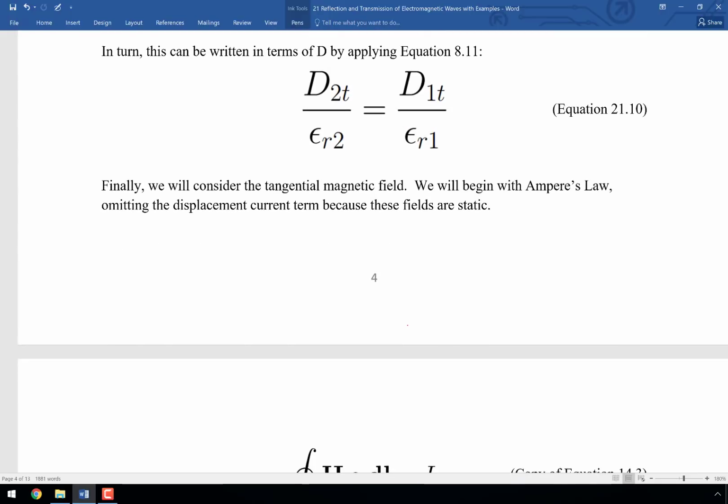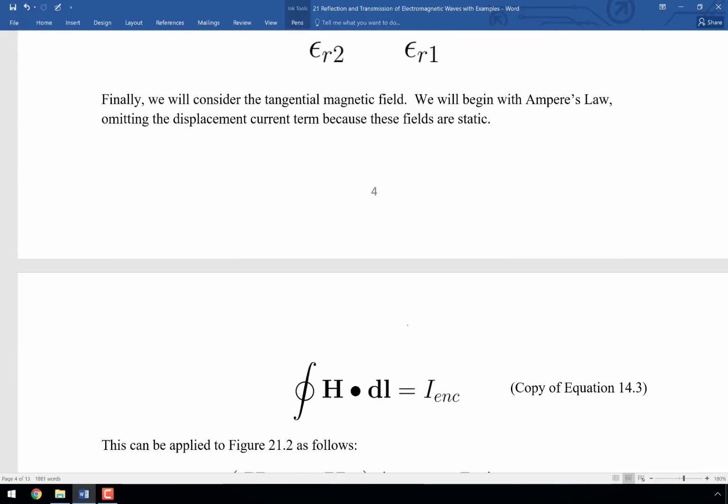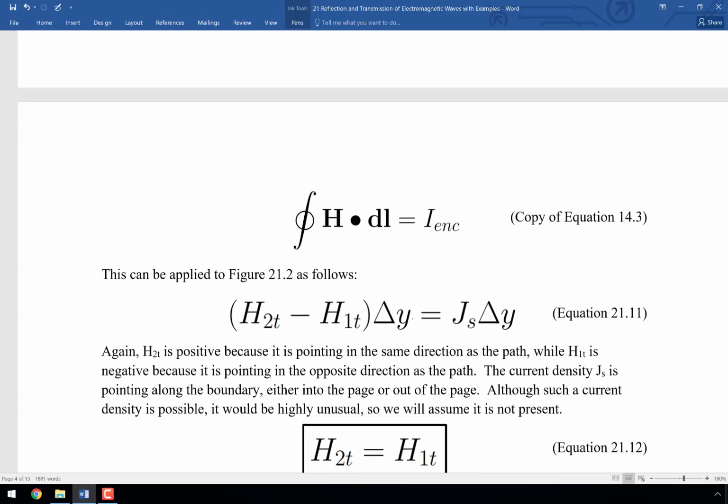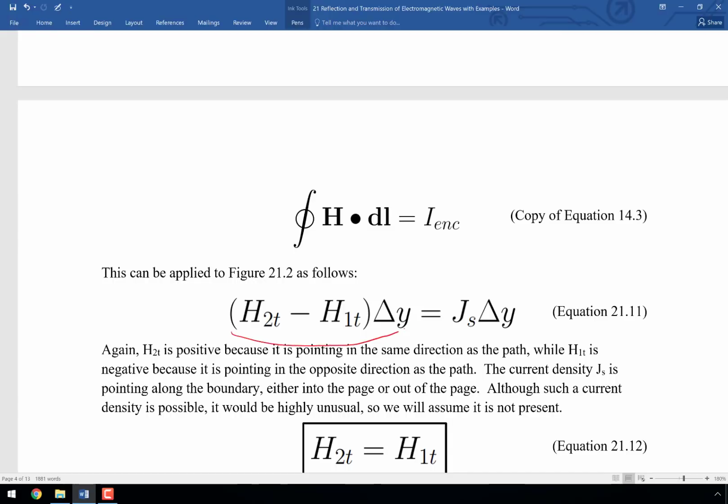Let's then consider the tangential magnetic field, and here we're going to begin with Ampere's law. We're going to omit the displacement current here because the fields are statics, so there's no derivative. So we have the line integral of H dot dl is equal to the enclosed current. Well, this is the same sort of analysis that we just did for the electric field. H sub 2t is in the same direction as the path. H sub 1t is in the opposite direction. We'll assume that the sandwich is so thin that the ends don't really contribute anything to the line integral.